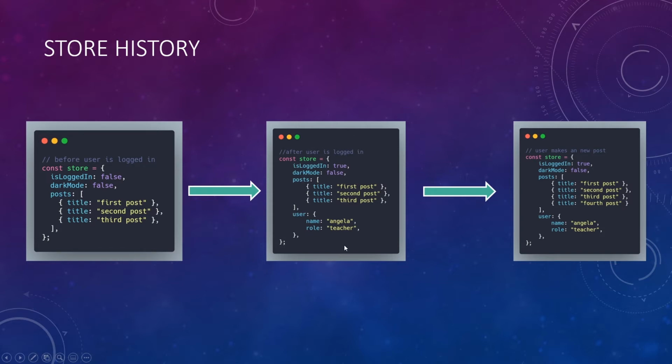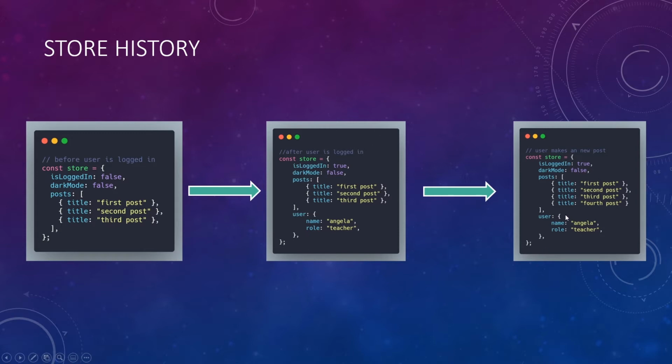Then let's say the user, now that he's logged in, we actually get some extra information like their name and their role. But let's say the user makes a new post. So after we add a new post to the store, remember, we're not actually adding it to the current store. We're creating a brand new copy of the store and then adding that fourth post in. So now we have three different instances of the store. We've got the current one, the previous one, and the one before that.